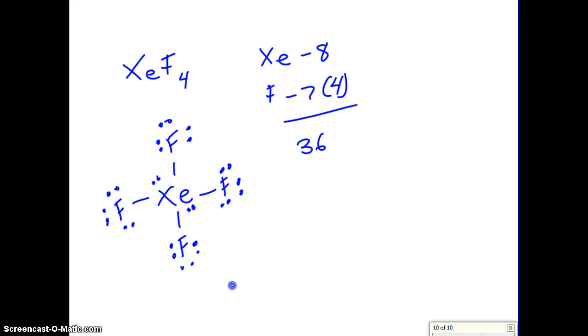Okay guys, that's about it for Lewis dot structures. What you have coming to you is a practice worksheet. Take your time on it, see what you can do. We will go over this tomorrow if we need more help on it.